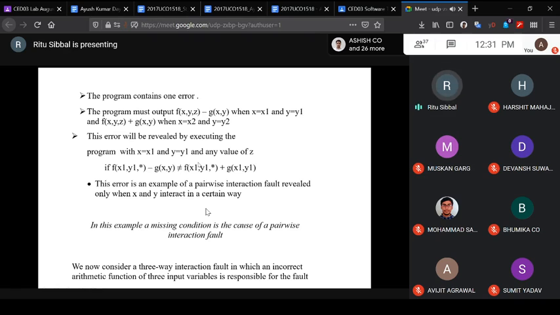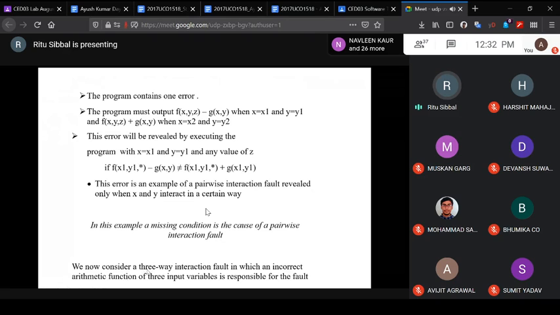Is that clear? This is an example of a pairwise interaction, and the cause here is a missing condition. A missing condition can be a mistake by the programmer, but it is an example of a pairwise interaction fault because the fault here will be detected only when both of them are considered together. One alone will not do, and that too when they interact with certain values. Is it clear? Pairwise interaction fault because of a missing condition.